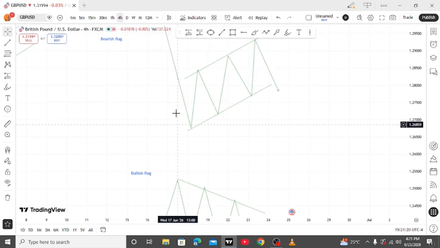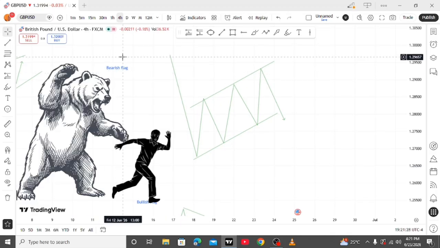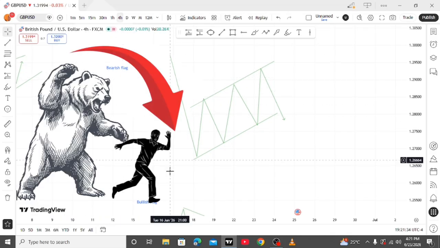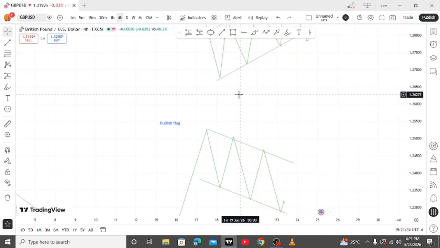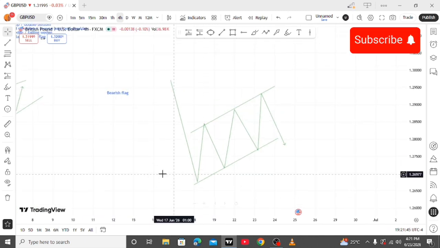Then bearish is derived from the bear. So when a bear wants to attack a person, it attacks you from up to down. Do you understand? So that's why it's called bearish. Bullish is the name of a market that's going up. Bearish is the name of a market that's going down.